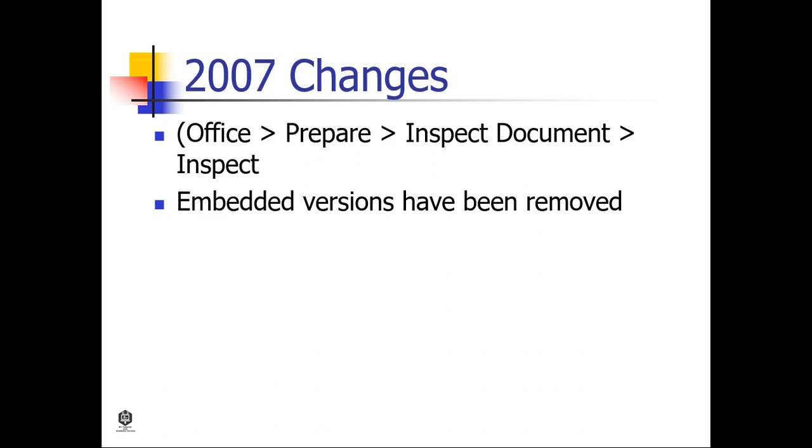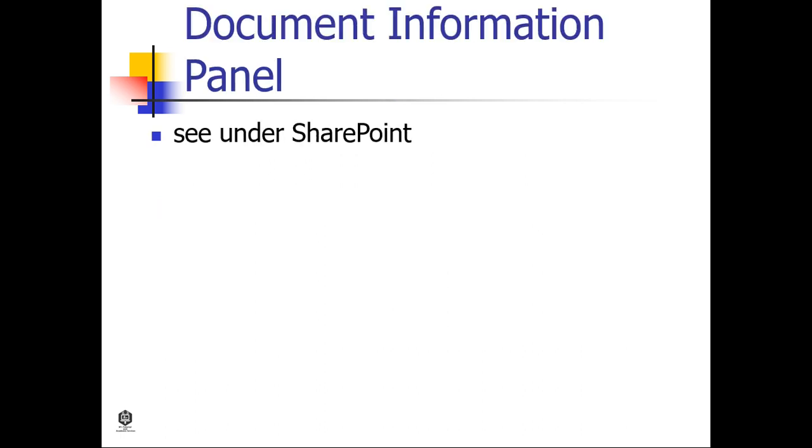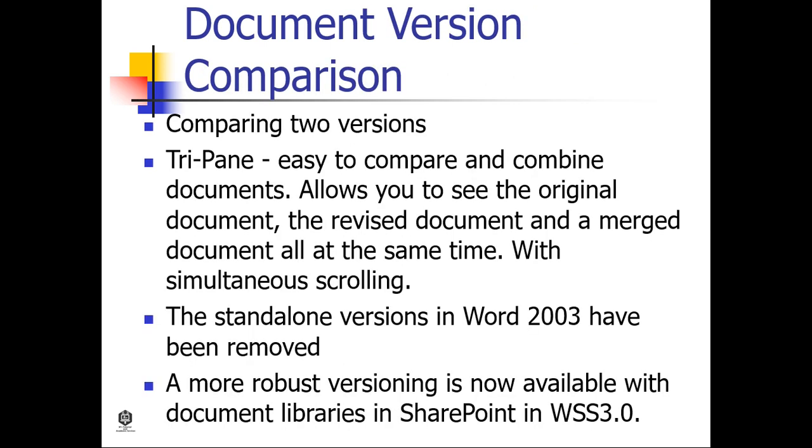The 2007 changes: Office, then Prepare, then Inspect Document, then Inspect. The embedded versions have been removed. For the Document Information panel, see under SharePoint. For the Document Version Comparison, comparing two versions, try Paint Easy to compare and combine documents.